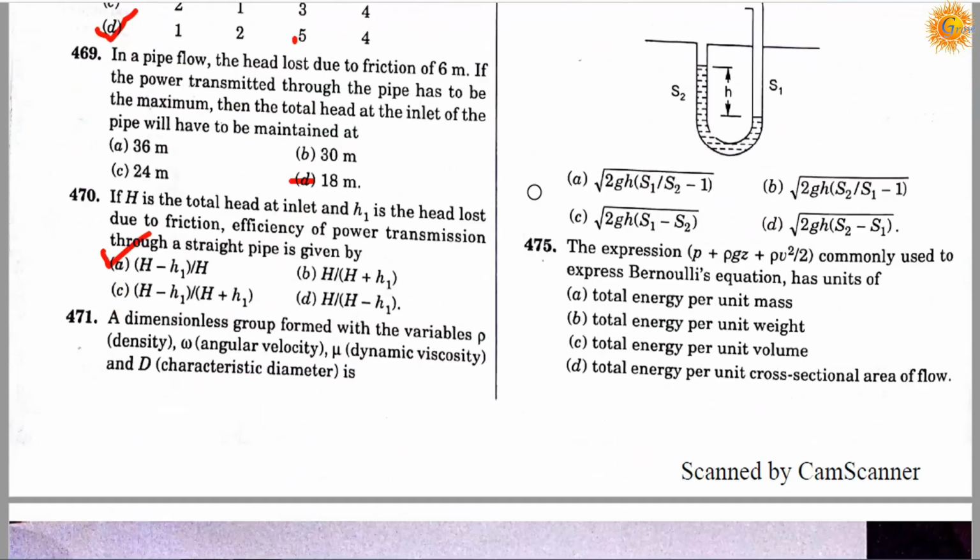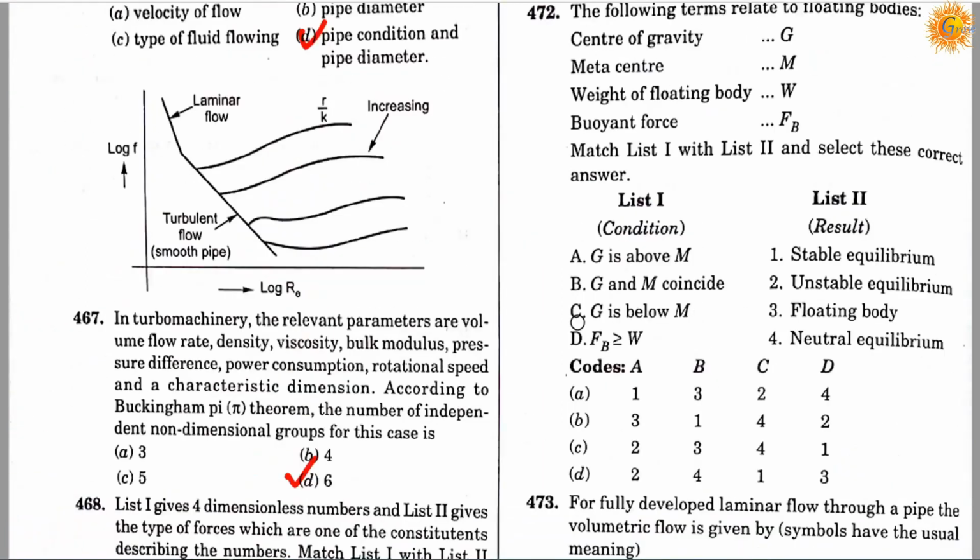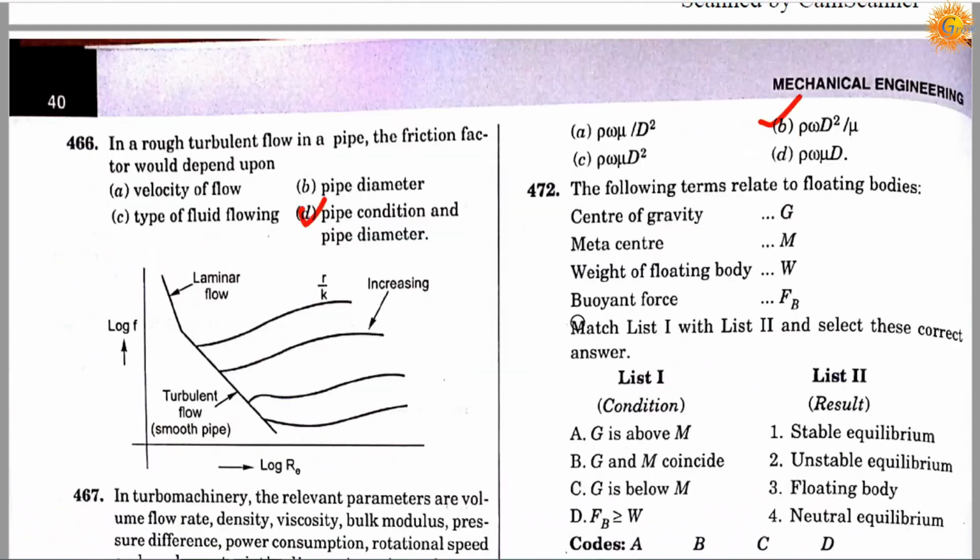Okay, the question is a dimensionless group formed with the variables rho, omega, mu and D characteristic diameter, so it will be option B, because rho omega D square divided by mu.